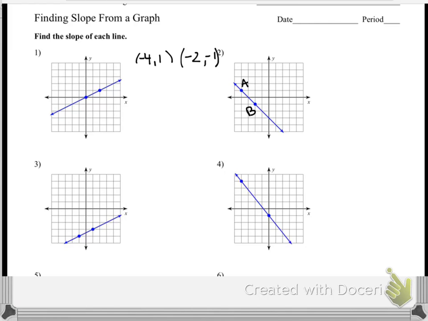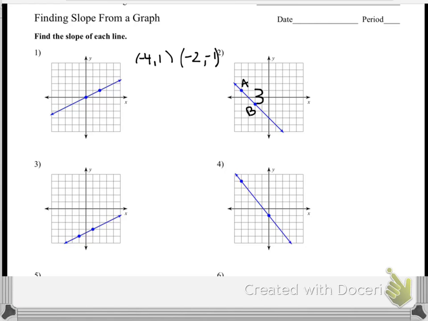So if I want to go from B to A, because I like to go from the bottom point to the top point, because I just always like to have a positive rise, I like the shift to go up. When I go from B to A, I go up 1, 2, and then I go to the left 1, 2.